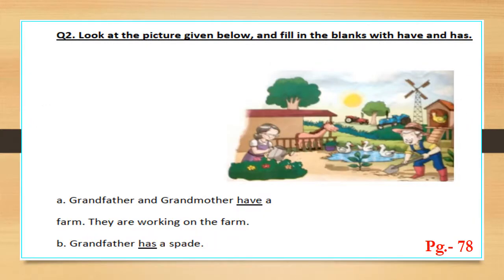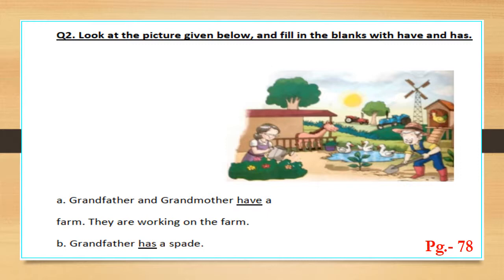So children, let's do exercise given on page number 78. Question number 2. Look at the picture given below and fill in the blanks with has and have. Let's see the A sentence. Grandfather and grandmother have a farm. They are working on the farm. So here, grandfather and grandmother, plural subject. So with the plural, we will write have.